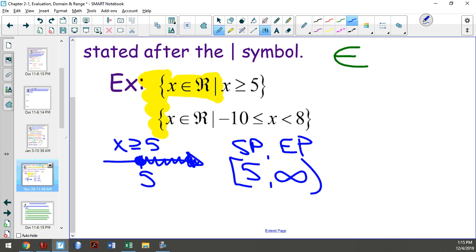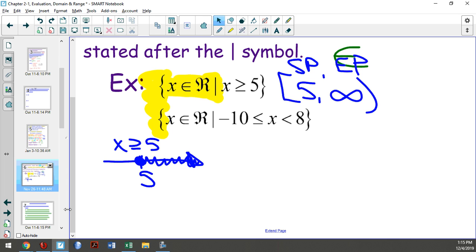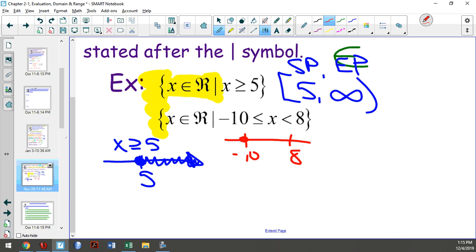That is what the first one will be, right here. That's what this is. Okay? Starting point and ending point. Now, this one right here. How do I graph that? That's going to be negative 10 and 8, closed here, open here, and I'm shading in between.